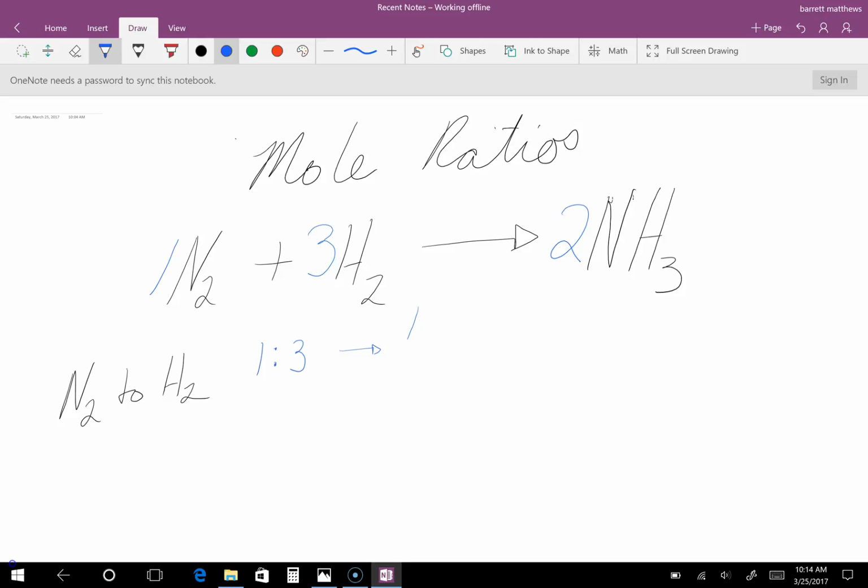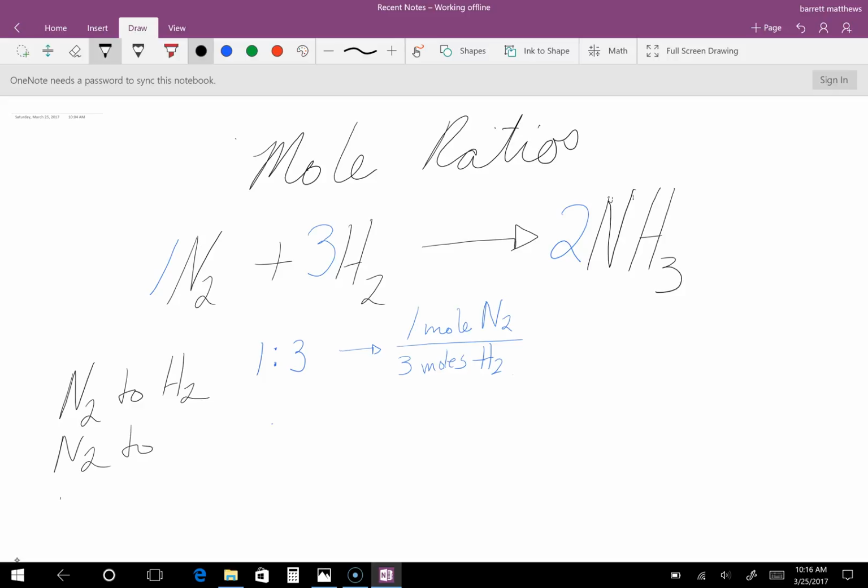The conversion factor I would create in this case is 1 mole nitrogen over 3 moles hydrogen. Just like with any other fraction, I could switch this to 3/1 if necessary.